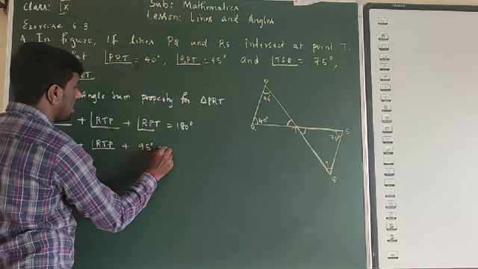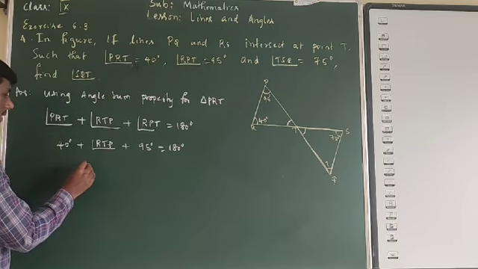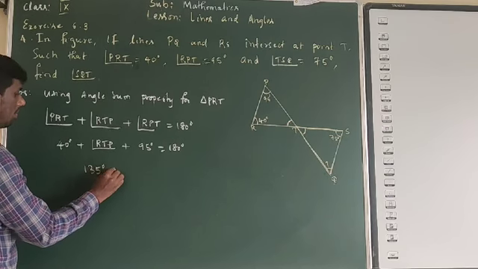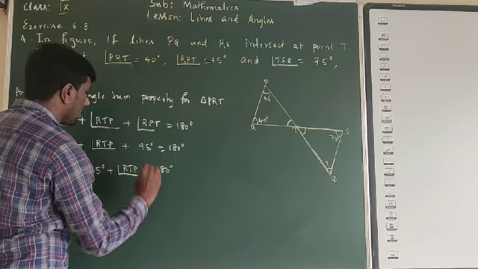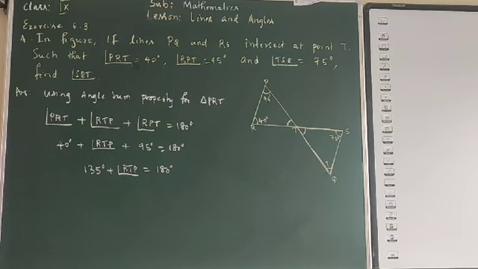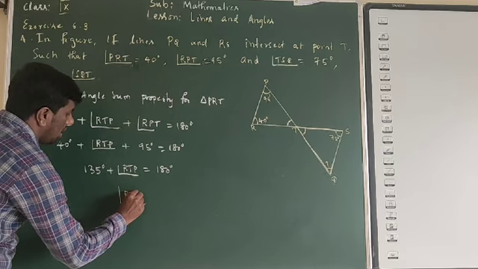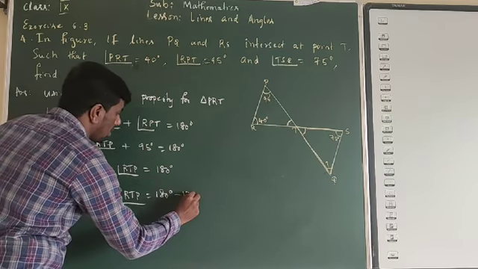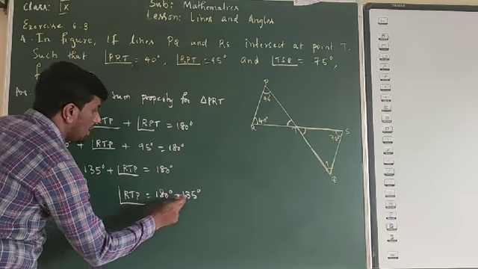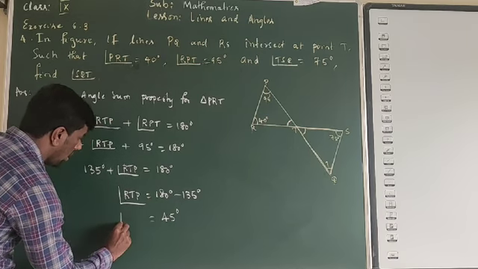It is given in the question. So 40 degrees plus 95 degrees will become 135 degrees, correct? Plus RTP is equal to 180 degrees. So RTP stays as it is, and I am sending 135 to the right-hand side. If I send the 135 to the other side, it becomes minus 135. So 180 minus 135 is 45 degrees. Correct? This is RTP.